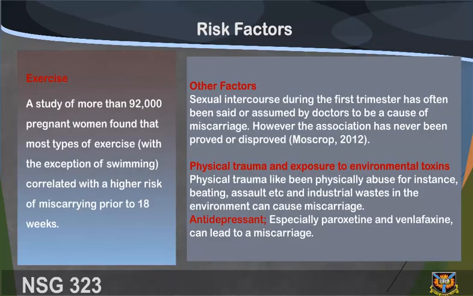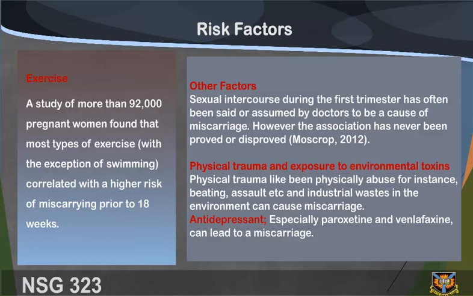Exercise. A study of more than 92,000 pregnant women found that most types of exercise, with the exception of swimming, correlated with a higher risk of miscarrying prior to 18 weeks. Other factors. Sexual intercourse during the first trimester has often been said or assumed by doctors to be a cause of miscarriage. However, the association has never been proved or disproved.